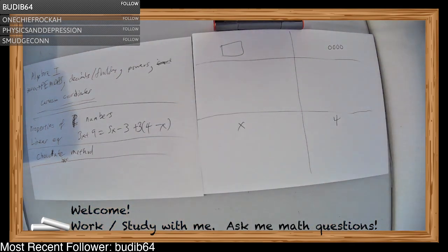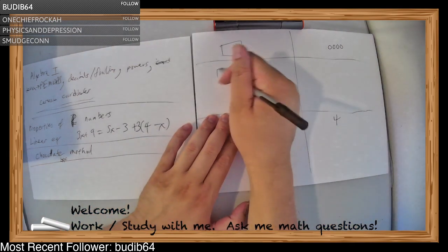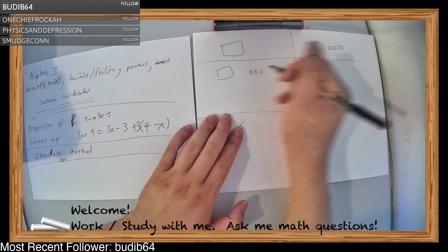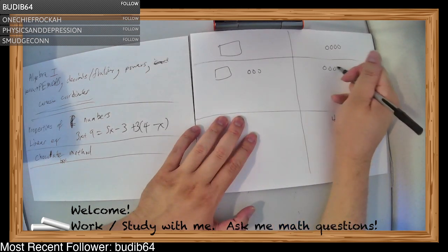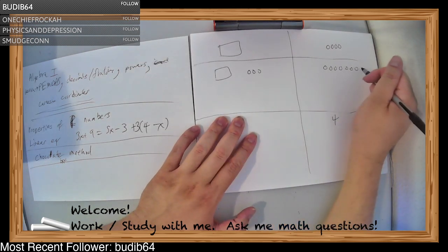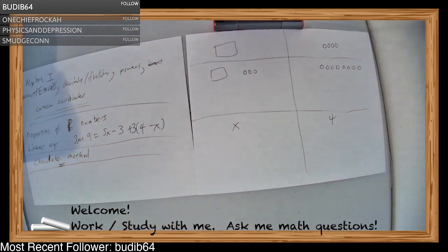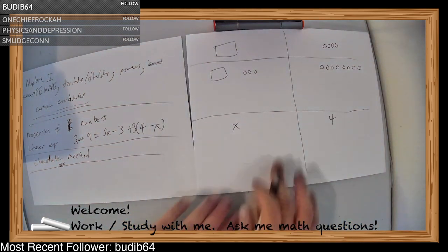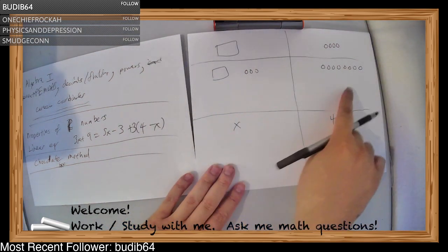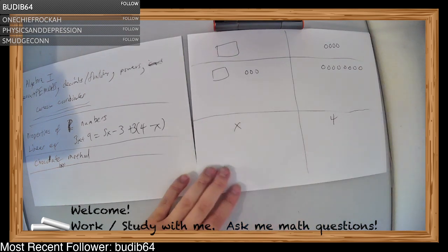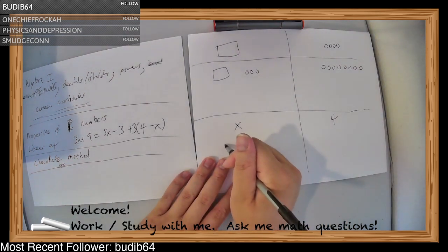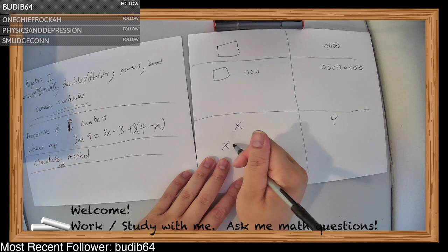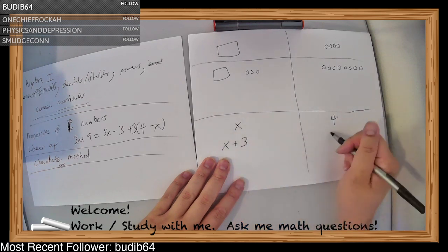Okay, so the next problem is slightly more difficult. You have a box with 3 chocolates on this side, and then you have some random number of chocolates on this side. Let's make it 8, let's say. And you're asked to figure out how many chocolates are in a box if the 2 sides are the same. So this is equivalent to this.